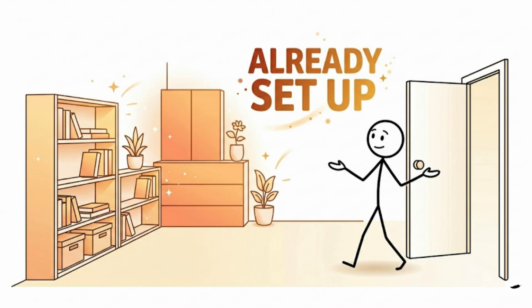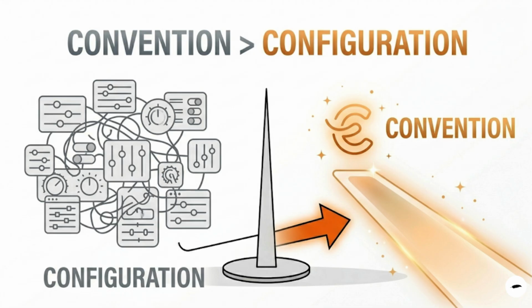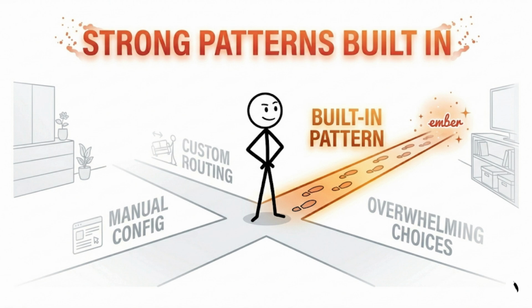Ember.js. Suppose you move into a fully designed apartment where cabinets, doors, and storage spaces are already placed. You do not decide every layout detail, but life becomes predictable. Ember.js focused on convention over configuration. Instead of asking developers to choose everything, it followed strong built-in patterns.